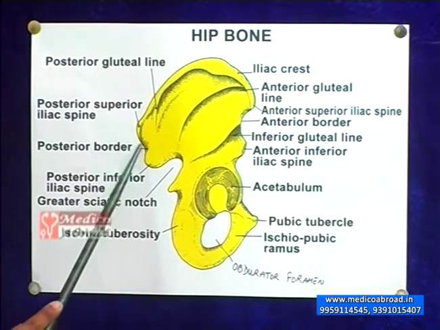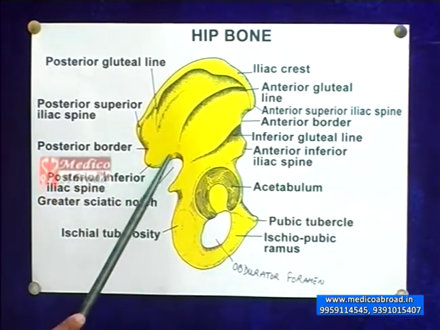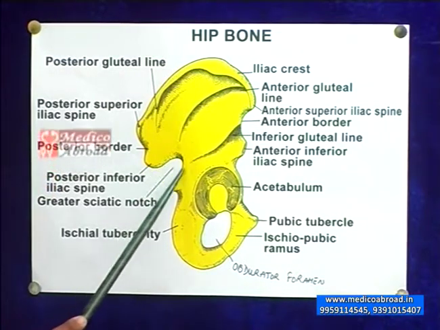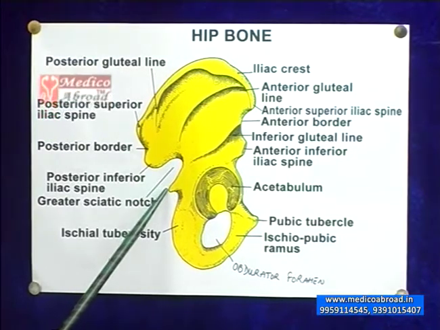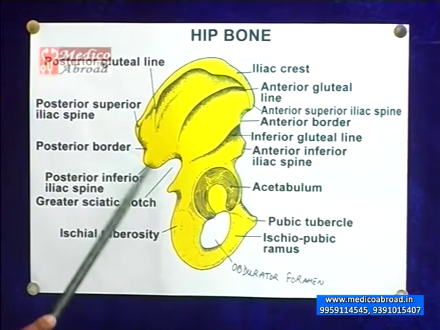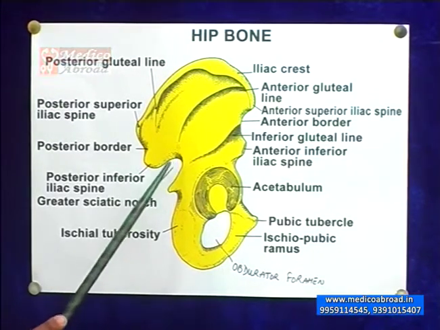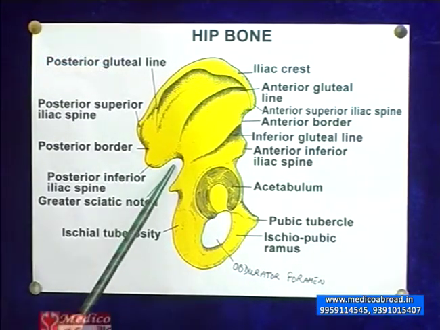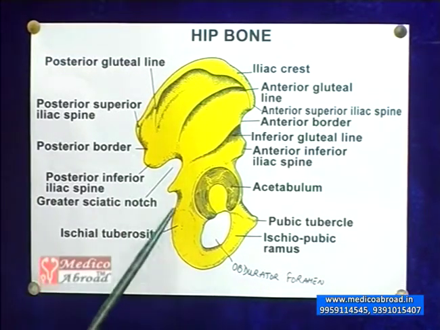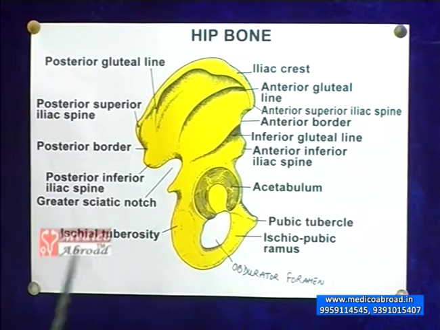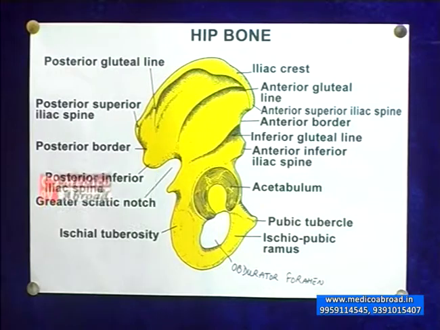The posterior border of the hip bone, as it continues downwards, will show you the greater sciatic notch, which is made into a greater sciatic foramen by attachment of ligaments. The piriformis muscle is an important content of this foramen along with the sciatic nerve. This is the ischium. This part here would be the ischial tuberosity. So this is the outside or external surface of the hip bone.